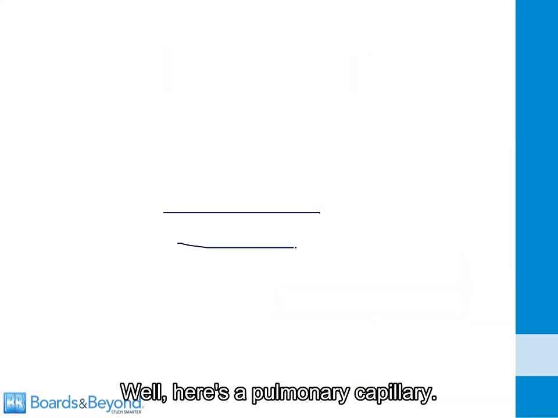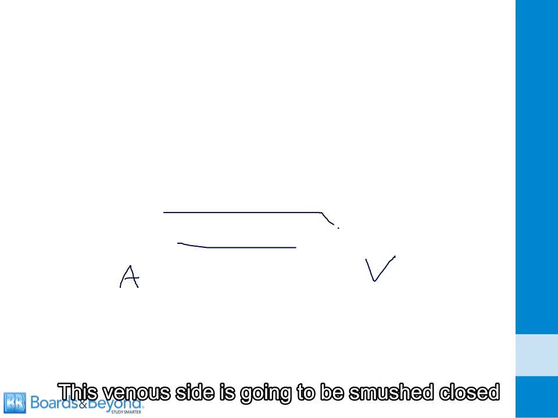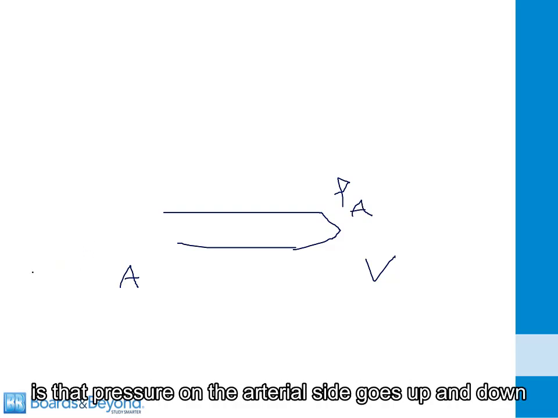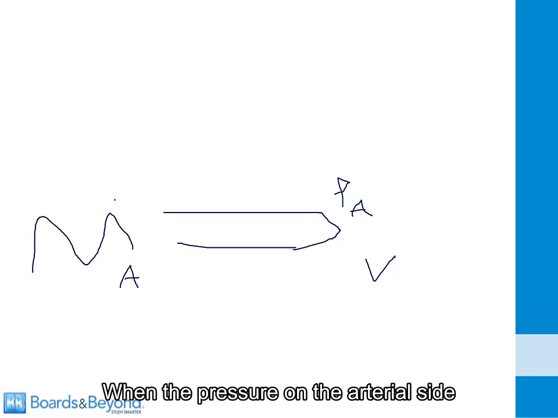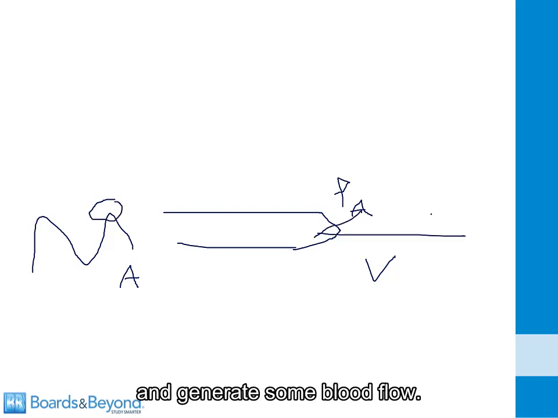Well, here's a pulmonary capillary. This is the venous side over here, and this is the arterial side over here. This venous side is going to be smushed closed by the pressure in the alveoli. What's going to happen, though, is that pressure on the arterial side goes up and down as the right ventricle contracts. When the pressure on the arterial side is at its highest point, it will be able to push open the venous side and generate some blood flow.